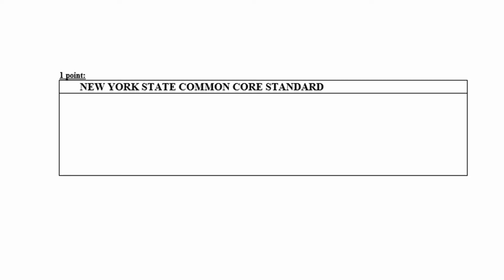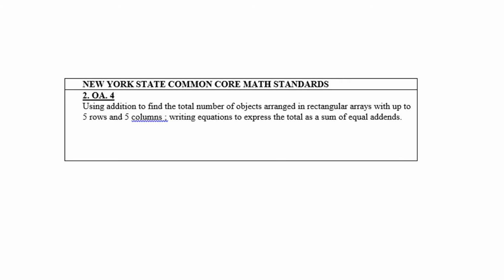The next thing you need to do is select an appropriate New York State Common Core standard. You may find these standards in the standards folder on the course site. Please make sure that it's Common Core. Here is the standard for the exemplar lesson. Use addition to find the total number of objects arranged in rectangular arrays with up to 5 rows and 5 columns. Write equations to express the total as a sum of equal addends. So don't try to make your lesson up and then fit the standard into it. Start with a standard you want to teach and then develop your lesson from that.